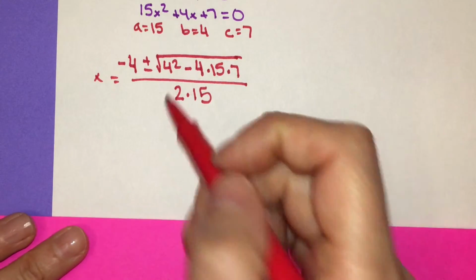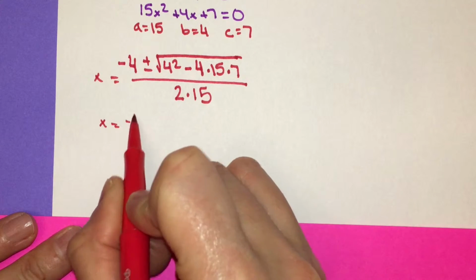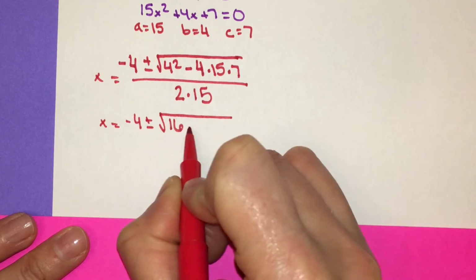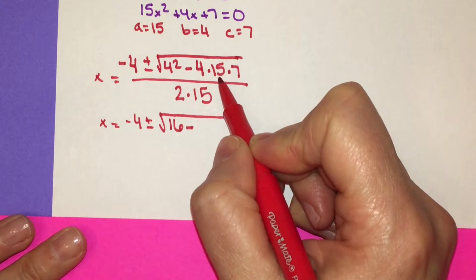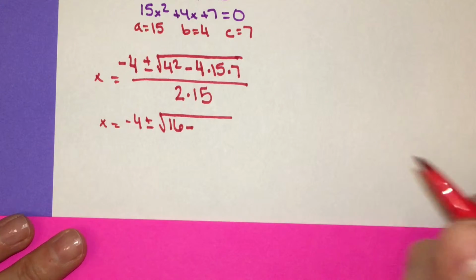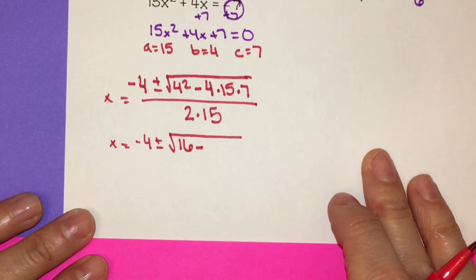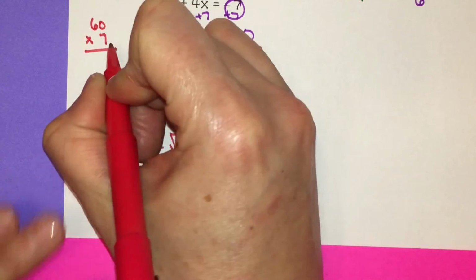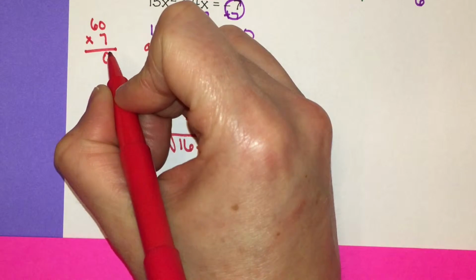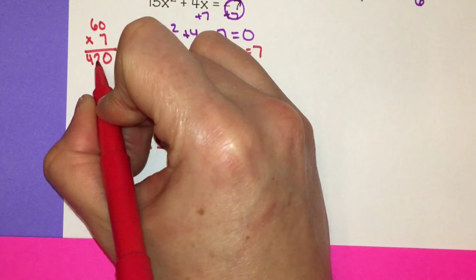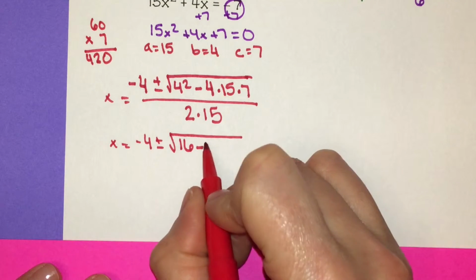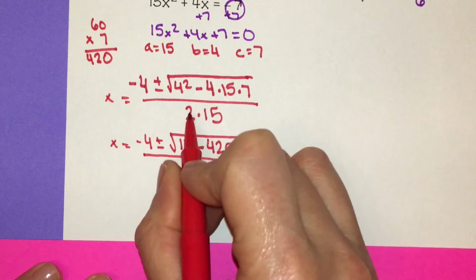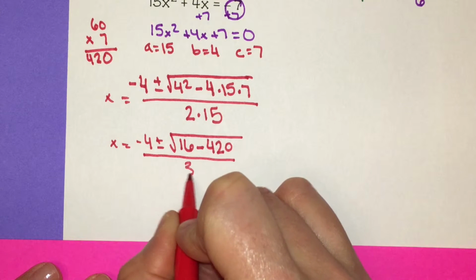All right, I'm going to simplify what's under my square root first. So I have x equals negative 4 plus and minus the square root. 4 squared is 16 minus, well, 4 times 15 is 60. And I need to do 60 times 7. So I'm just going to write that over here. 60 times 7, multiply, you get 420, okay, over 2 times 15 is 30.